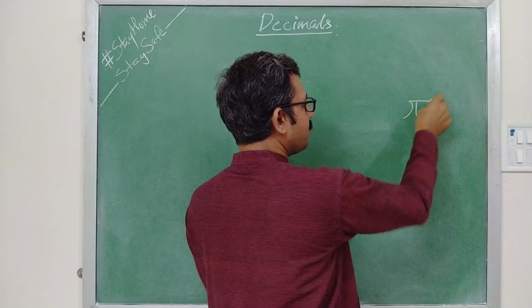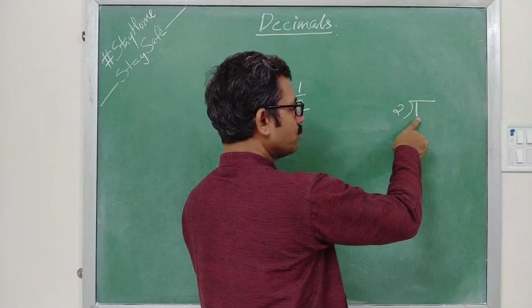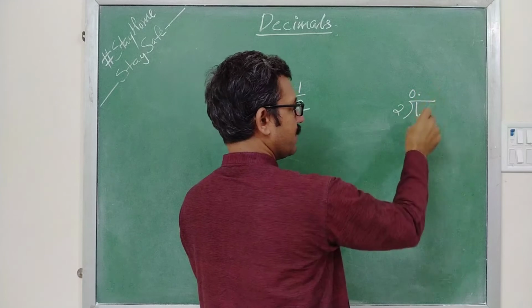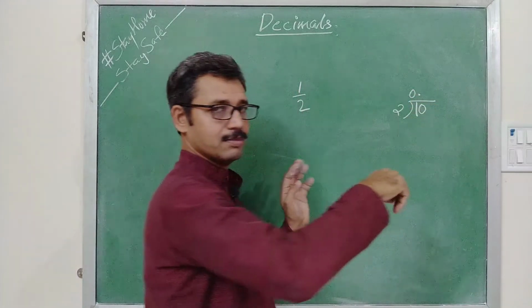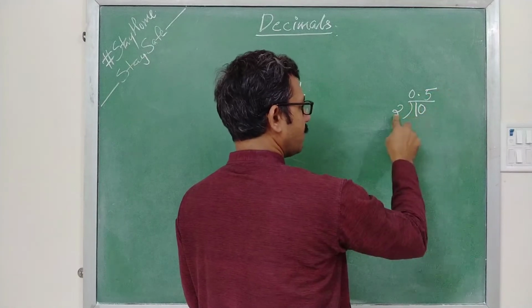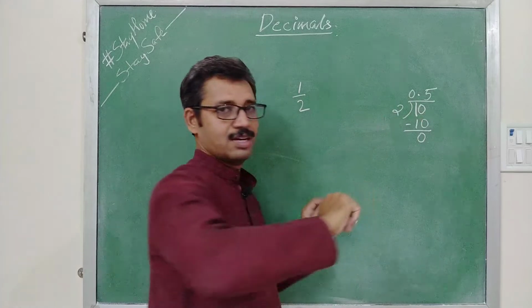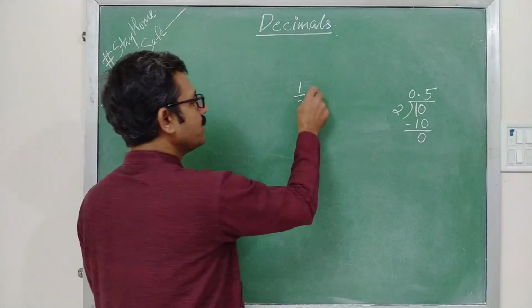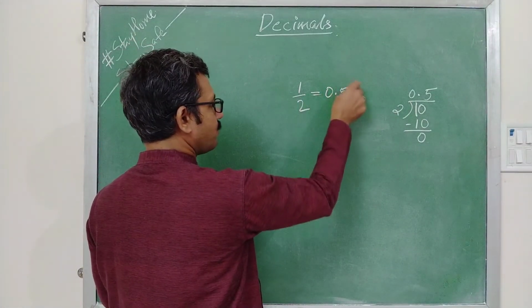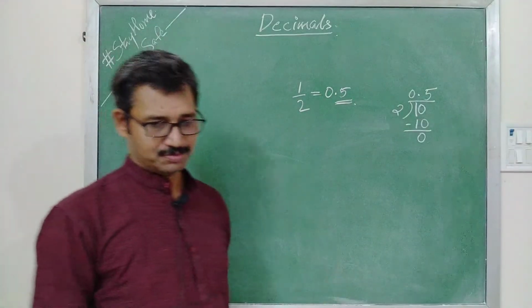1 divided by 2. In 1, is it possible for 2 to go? No. So we put a point, and then it becomes 10. 5 2s are 10, minus 0. So 1 upon 2 is 0.5. We have converted it into a decimal fraction.